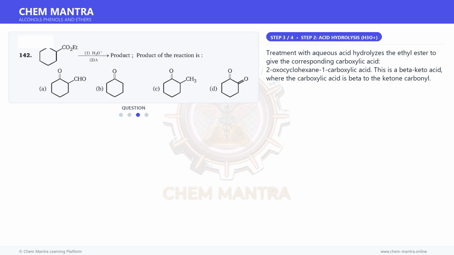Moving on to the next step. Treatment with aqueous acid hydrolyzes the ethyl ester to give the corresponding carboxylic acid, 2-oxocyclohexane-1-carboxylic acid. This is a beta-keto acid, where the carboxylic acid is beta to the ketone carbonyl.